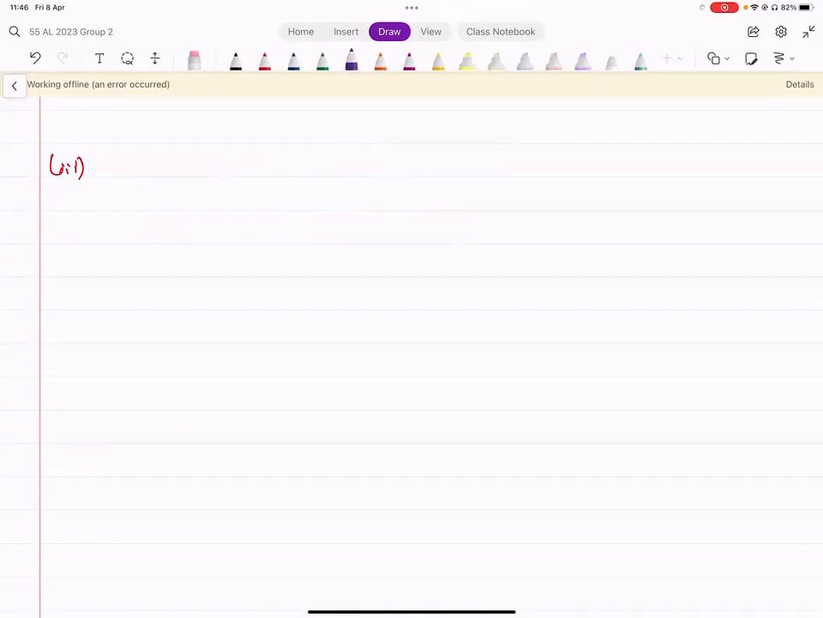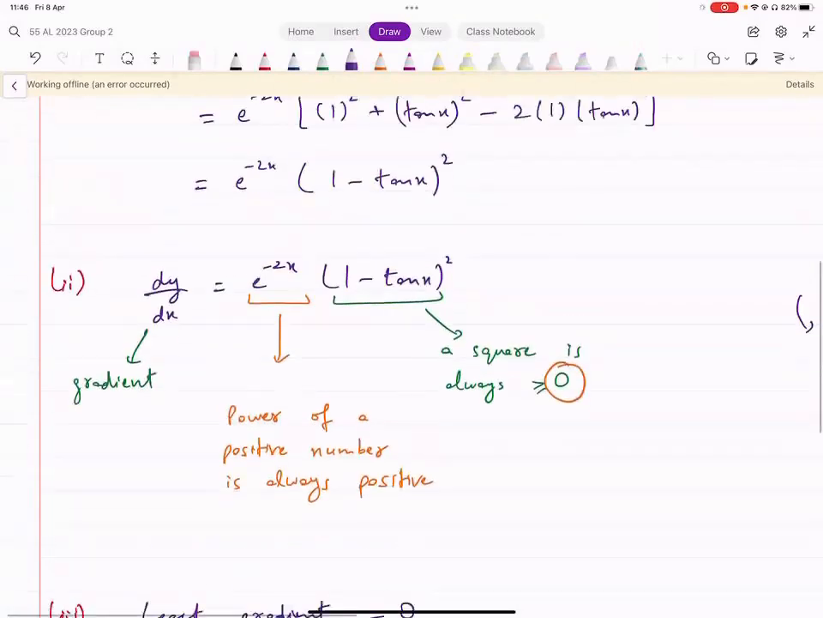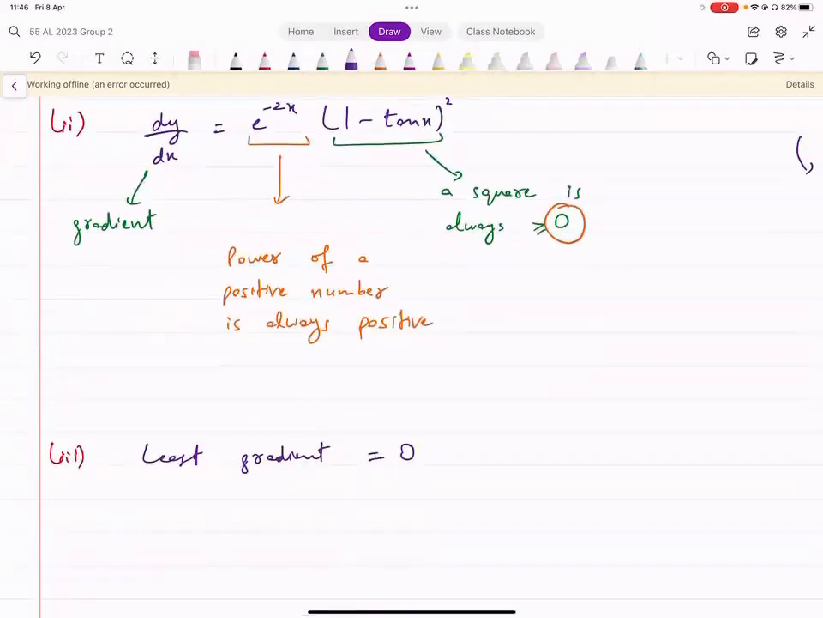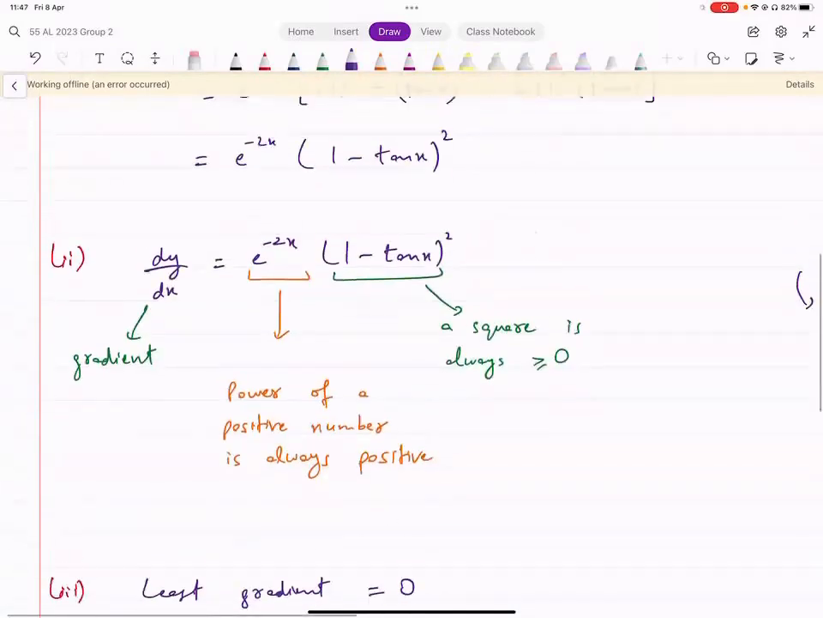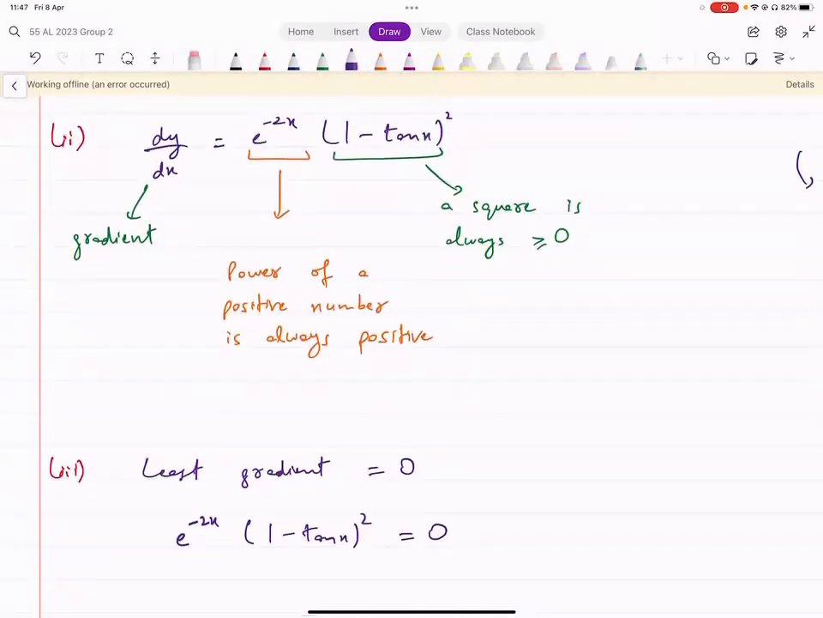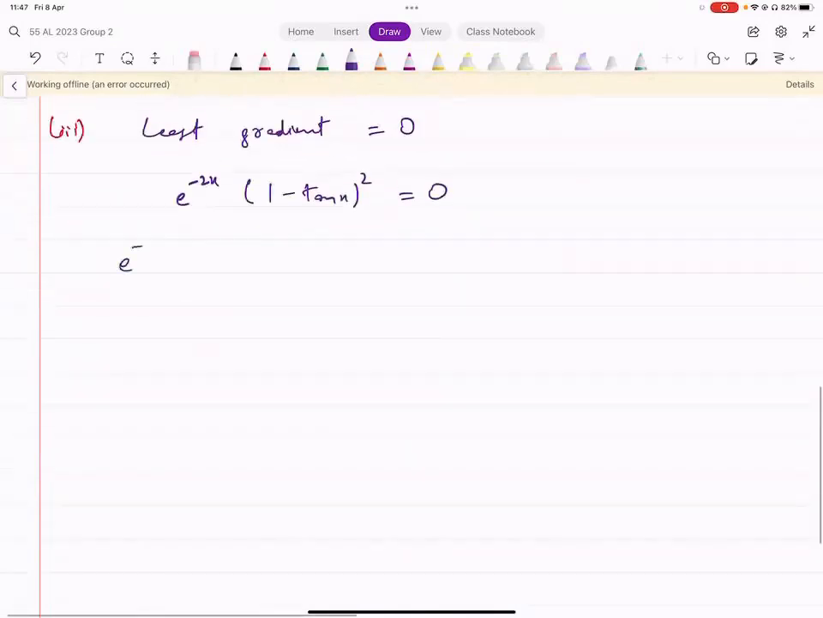आप कहेंगे, लीस्ट ग्रेडियंट क्या है? लीस्ट ग्रेडियंट इज इक्वल टू 0 फ्रॉम दिस रीजनिंग जो हमने पिछले पार्ट में देखी थी, राइट? सो हम इस पूरे ग्रेडियंट को 0 से इक्वेट कर देते हैं, उस पर देख लेते हैं हमारे पास क्या वैल्यू आती है. Now what do you get from this? Either e raised to power minus 2x equals 0, which is not possible, यहां से आपको कुछ नहीं मिलेगा.